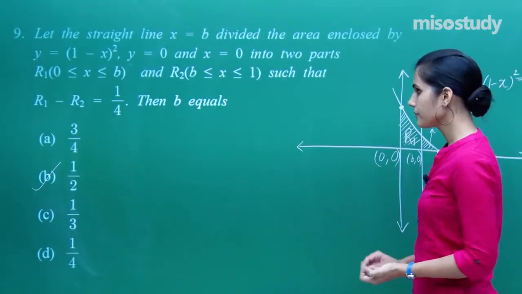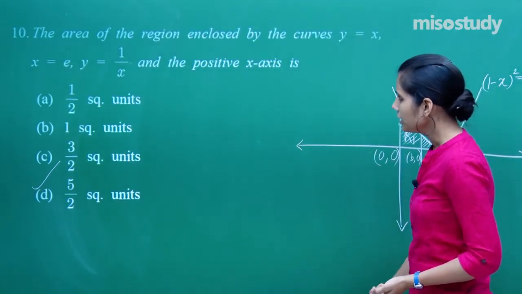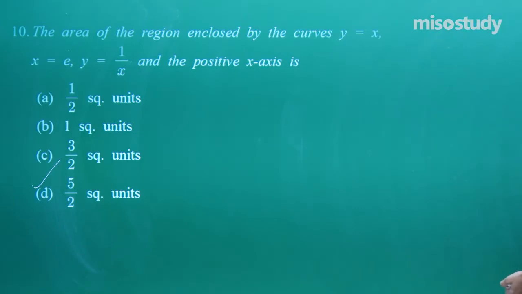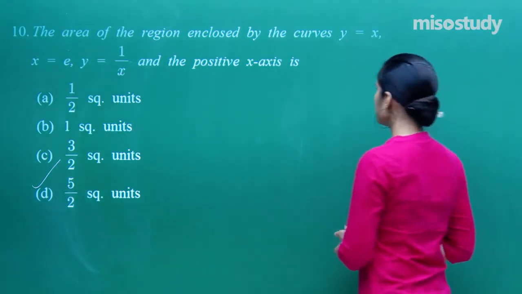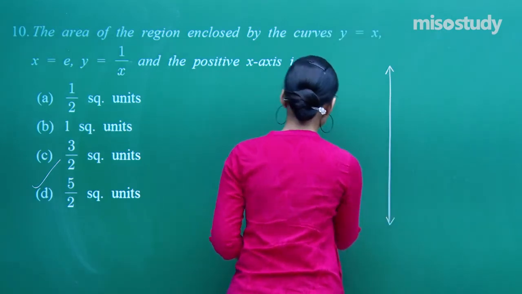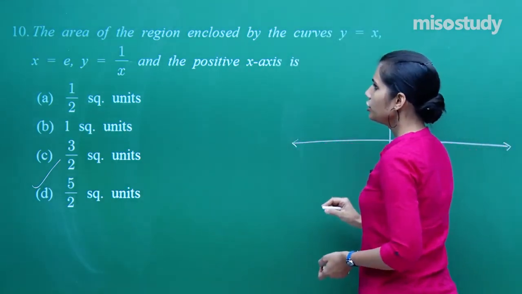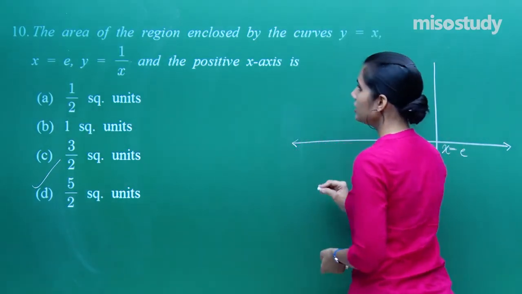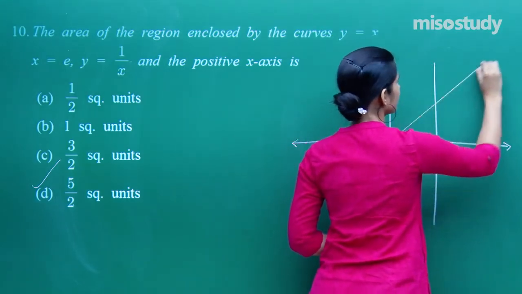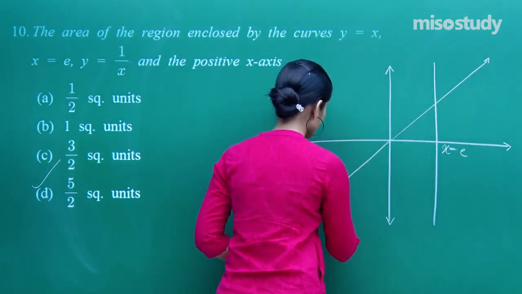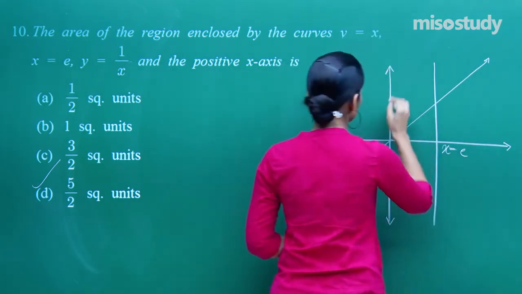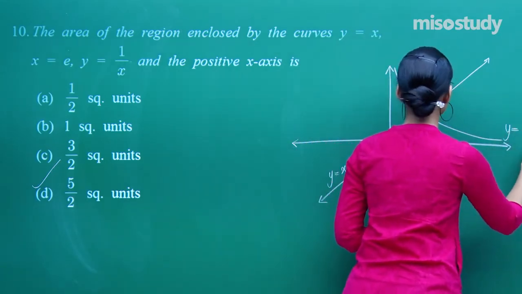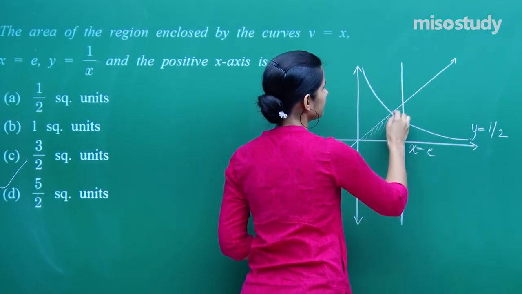Pretty nice question. After that we have the area of the region enclosed by the curves y equals x, x equals e, y equals 1 by x and the positive x axis. So let's draw these curves. This is x equals e, then you have y equals x, and y equals 1 by x. You need to evaluate this complete area.